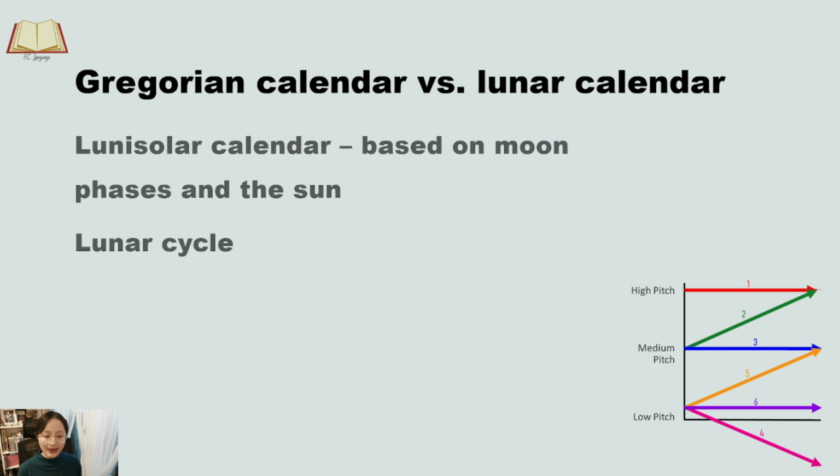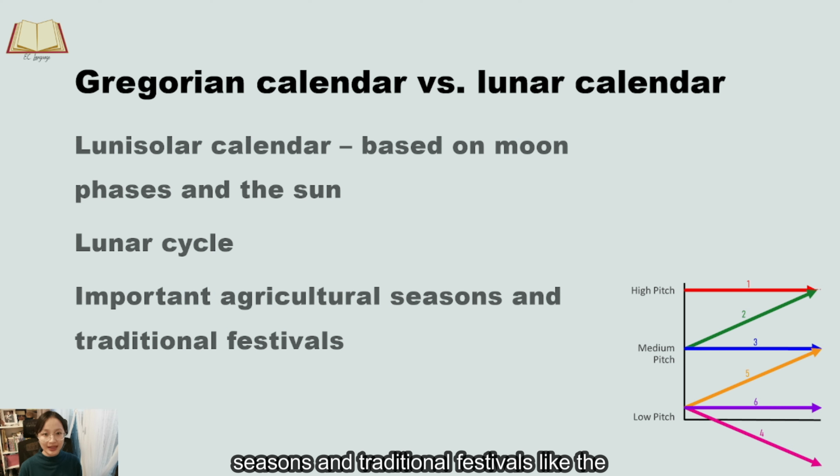Although it's not as widely used in daily life anymore, the Chinese lunar calendar is still aligned with important agricultural seasons and traditional festivals like the Spring Festival, Mid-Autumn Festival, and so on. And it is also used in other parts of Asia as well, like Korea, Vietnam, Mongolia, and so on. So this actually explains why traditional festivals fall on different days every year.